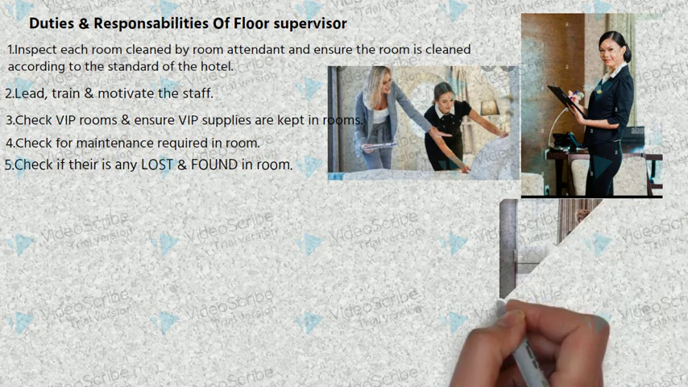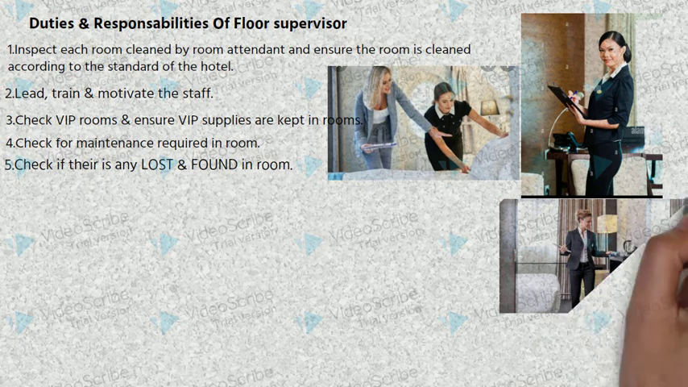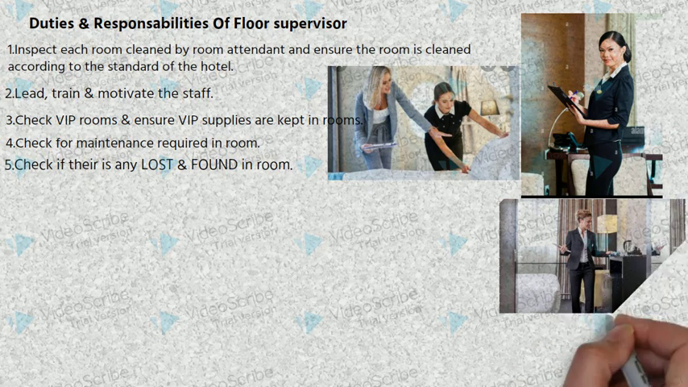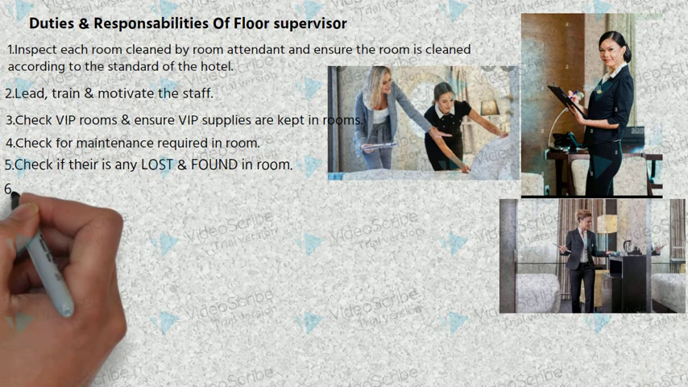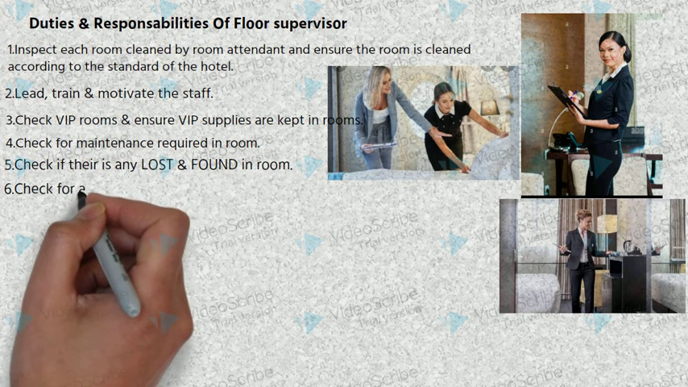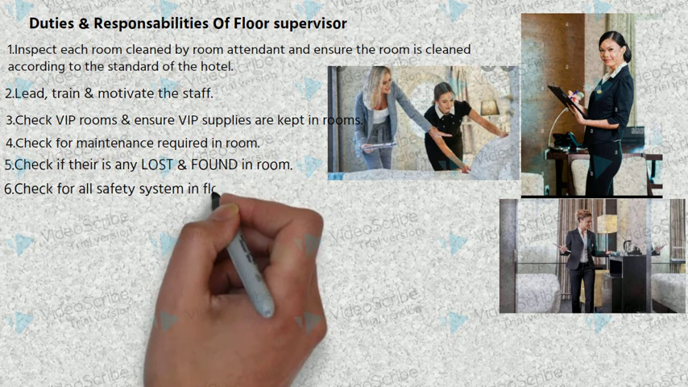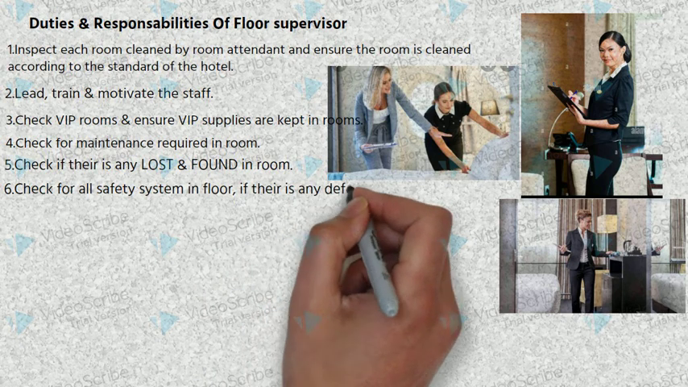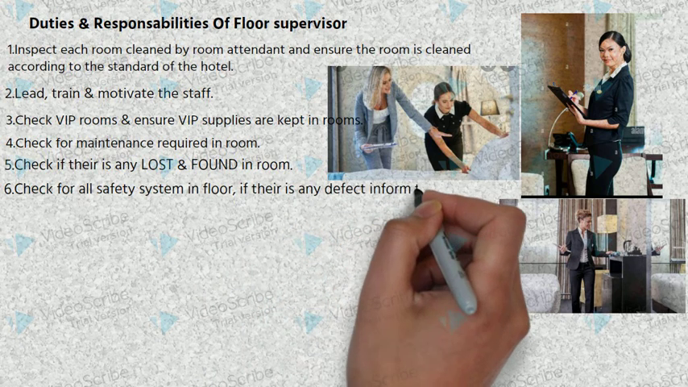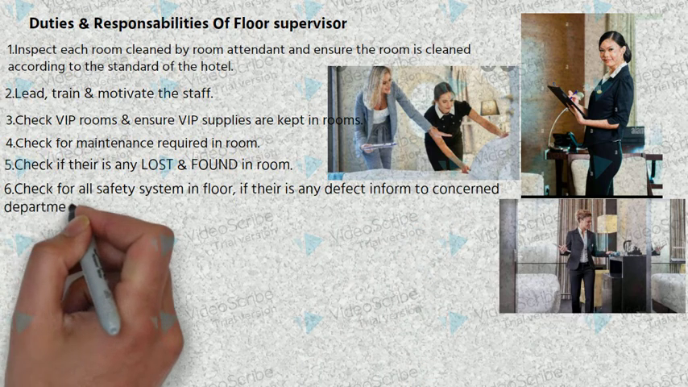As a supervisor, you also need to check all the safety and security systems present on your floor. All the safety equipment has to be in good condition. If there is any defect, inform the concerned department so that they can rectify all those kinds of equipment. We are here for the safety and security of the guest. So if any defect is found, don't ignore that. Immediately inform the concerned department.